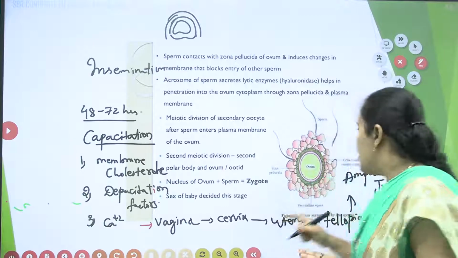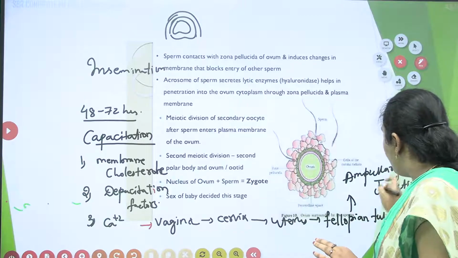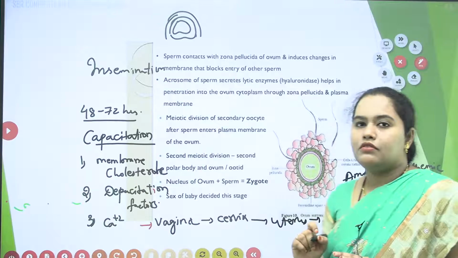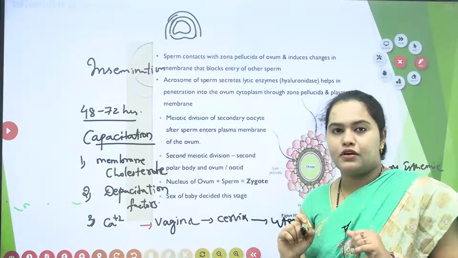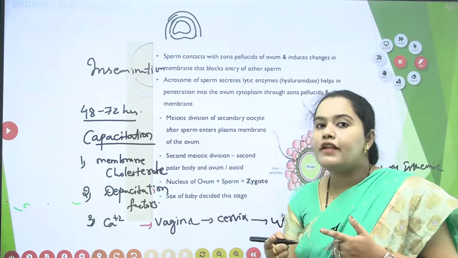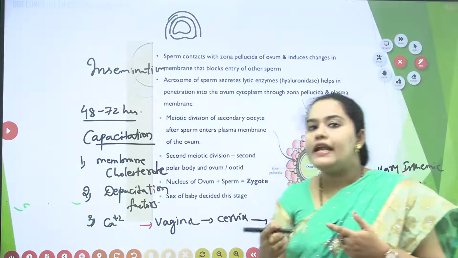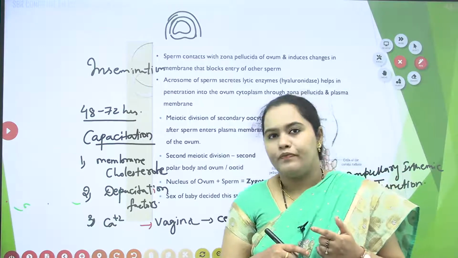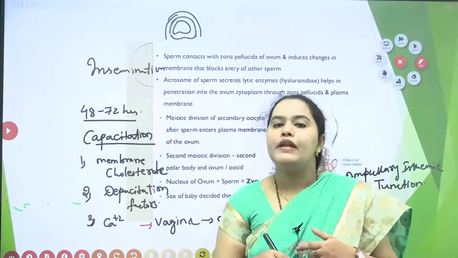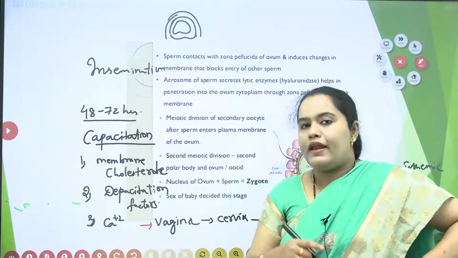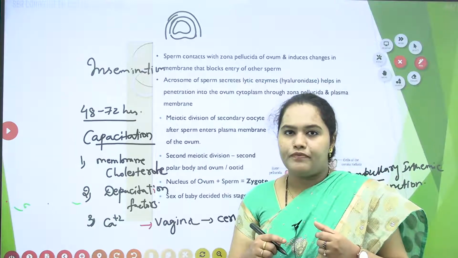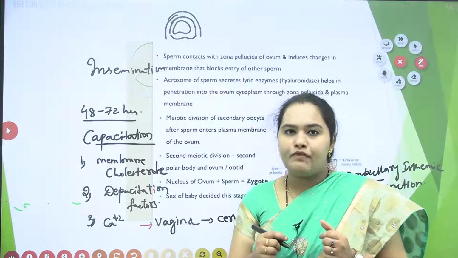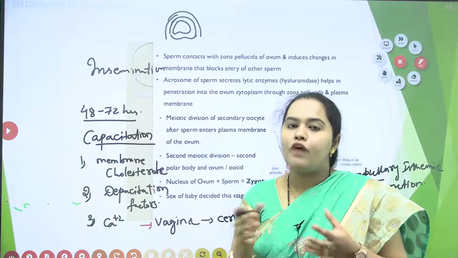So the sperm has to move up to here. Simultaneously, at the same time, the ova should move. And from where will the ova get released? Ova will get released from the ovary, and it will be taken up by the infundibulum. On the infundibulum, fimbriae help in the collection of ova from the ovary.